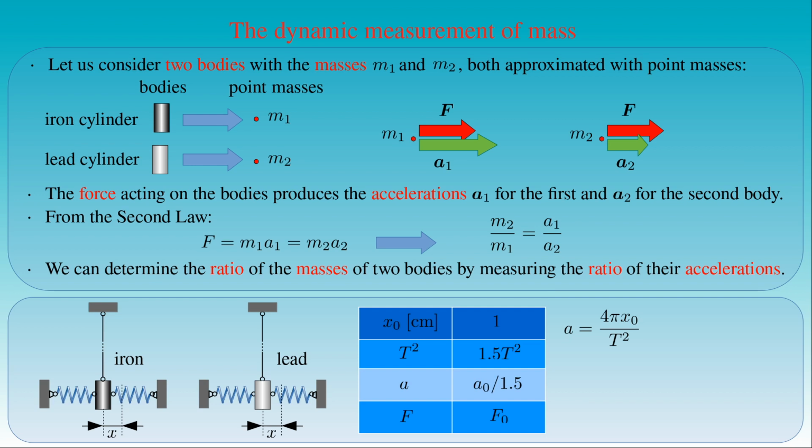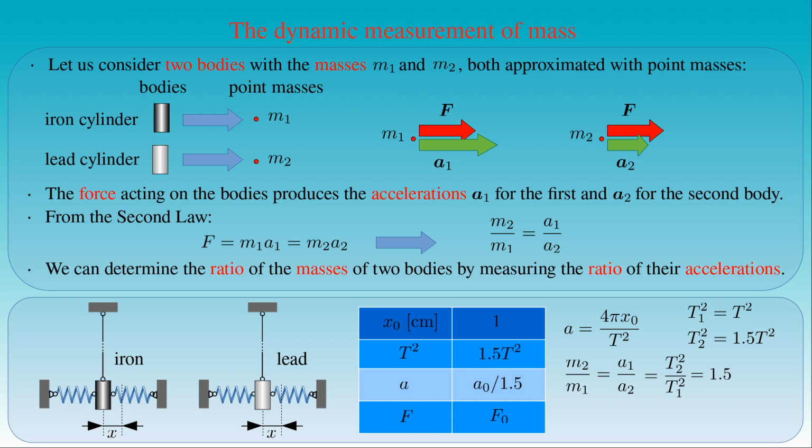The ratio of the mass m2 to the mass m1 is equal to the acceleration a1 to the acceleration a2, and the right-hand side can be written as the ratio of t2 squared to t1 squared. Here t1 and t2 are the periods of the oscillations performed by the cylinders with the mass m1 and m2, respectively. Since t2 squared is equal to 1.5 times t1 squared, the ratio of the masses is equal to 1.5. That is, a lead cylinder is 1.5 times more massive than the iron cylinder.